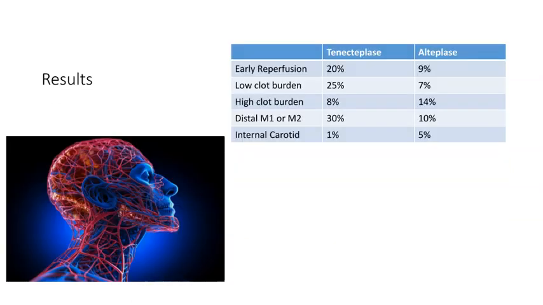Tenecteplase was associated with higher odds of early reperfusion. The difference between thrombolytics was especially noted in occlusions with low clot burden when compared to high clot burden lesions. They did not observe an association between contrast permeability and Tenecteplase treatment effect. Tenecteplase treatment effect was superior with distal M1 or M2 occlusions, but both thrombolytics had limited efficacy with internal carotid artery occlusions.